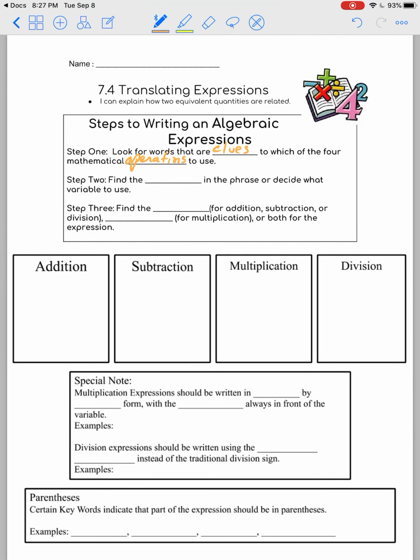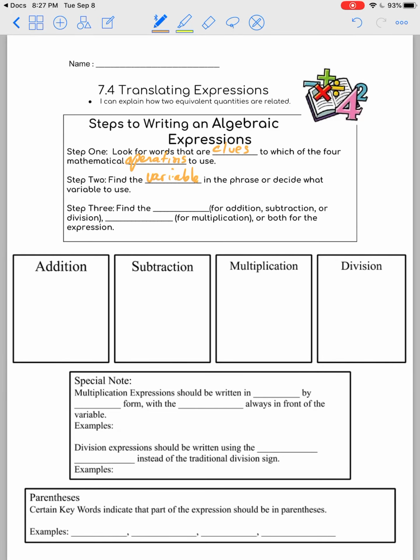Hey folks, today we're going to talk about translating expressions. To start out, step one, we're going to look for words that are clues to which of the four mathematical operations to use. Secondly, we will find the variable in the phrase or decide what that variable might be and what to use.